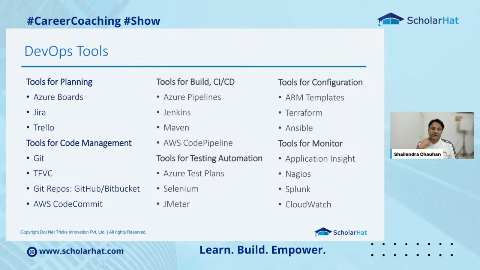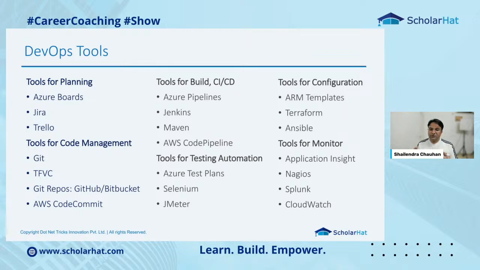Then we have the tools for testing automation. Of course, the code you have written, you have written various unit test cases, and you have various things to test. So there we have Azure Test Plans, through which the things can be tested. We have Selenium, which is software again for testing purposes. You can use JMeter as well. So depending upon whether you are going to proceed with Azure DevOps only, or you are planning to use any other open source tool or any other combination, you can go ahead with Selenium and JMeter there.